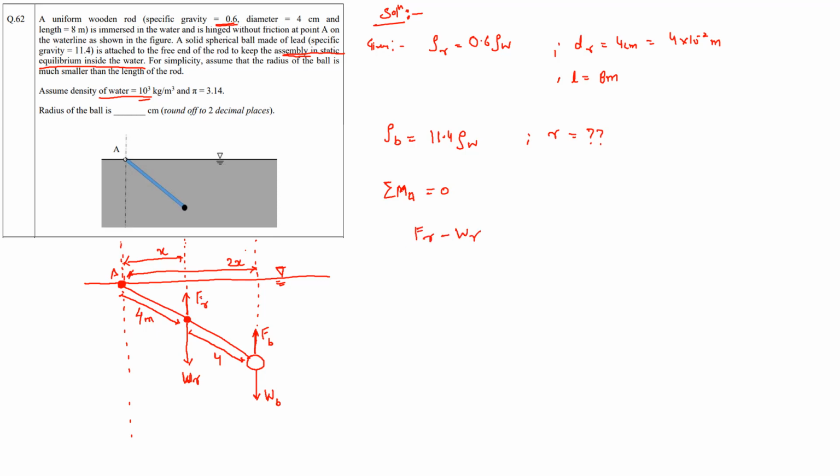So we can just say that Fr minus Wr, since they are in opposite directions, times x will be equal to Wb minus Fb times 2x. If you sum these moments up, you will get this kind of equation. Now all you need to know is what this Fr, Wr, Fb, Wb actually are. So we have to calculate this, and this x becomes arbitrary now, and you can cancel out x.